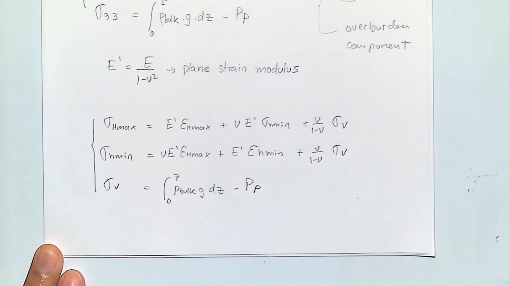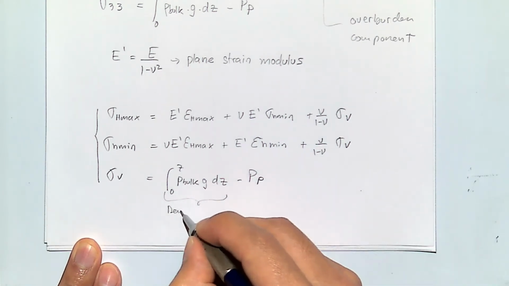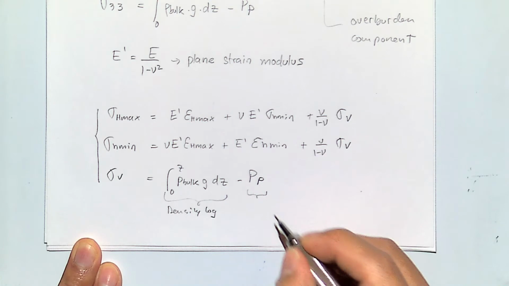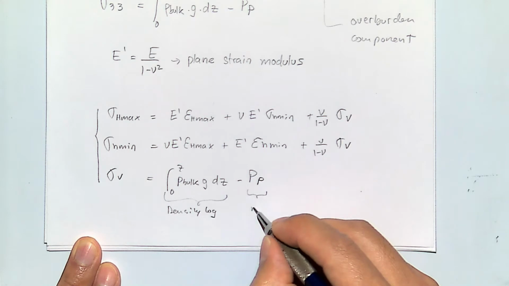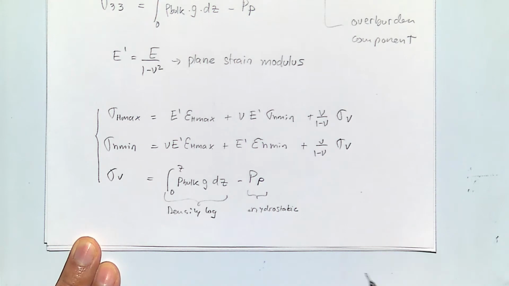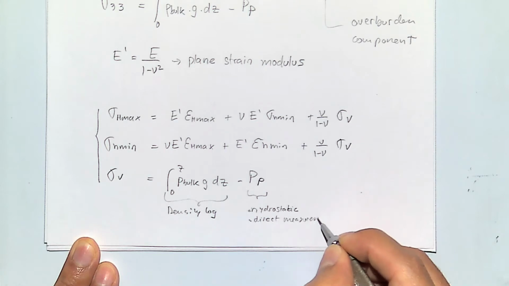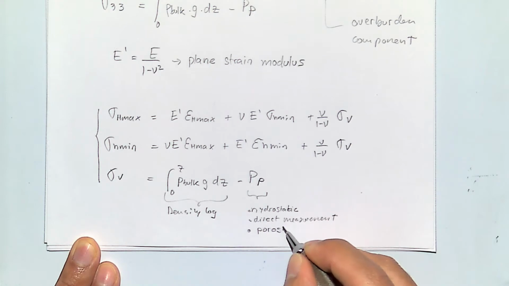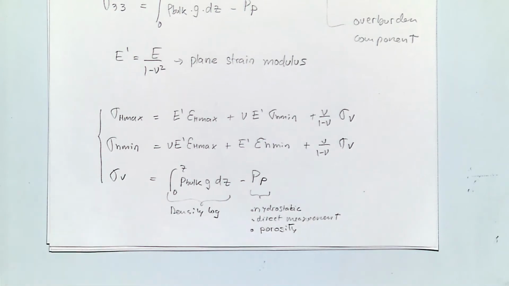Remember that this one, you're going to get it from the density log. This one, you're going to get it from either, if you know that this is hydrostatic, or if you have a direct measurement, or from porosity, as you did in the homework. If you have an anomalous porosity, that could help you calculate pore pressure.